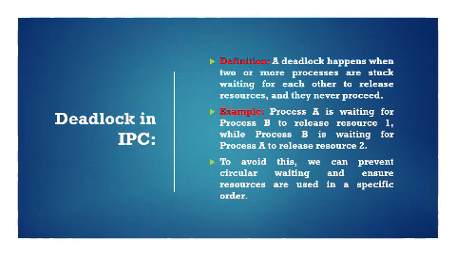Deadlocks in IPC. A deadlock happens when two or more processes are stuck waiting for each other to release resources and they never proceed. Example: two trains at an intersection point, each waiting for the other to move. Prevention strategies: resource allocation, ordering, avoiding circular wait.